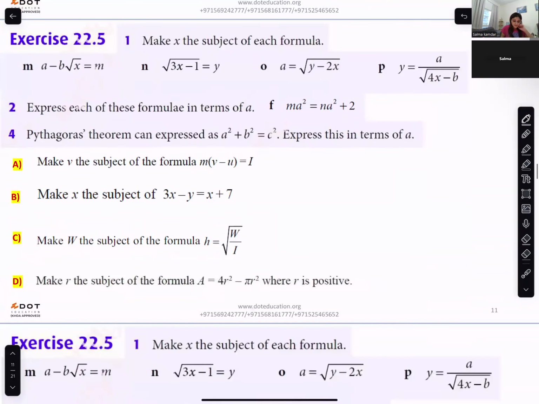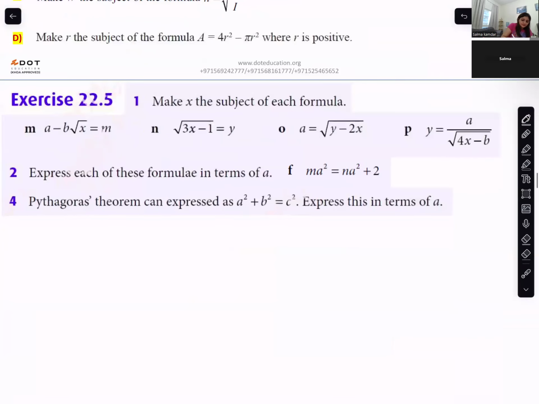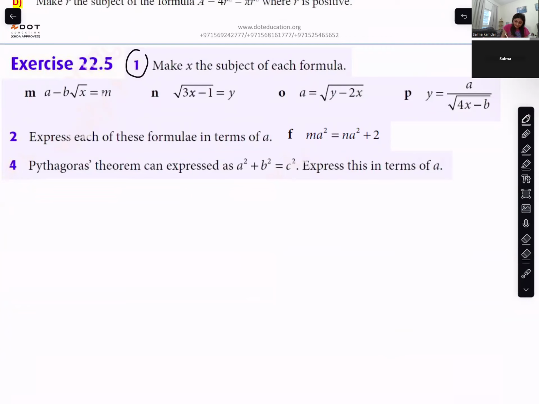Now you have exercise 22.5. Okay, you have to make X the subject of each formula. So first I will do the M, N, O and P. I have to make X the subject of each formula. So X has to be separated at one side. How am I going to do it? First I will keep X separate. So I will subtract A from both sides. So this will become minus B root X is equal to M minus A.